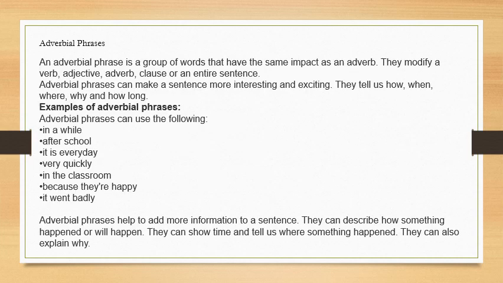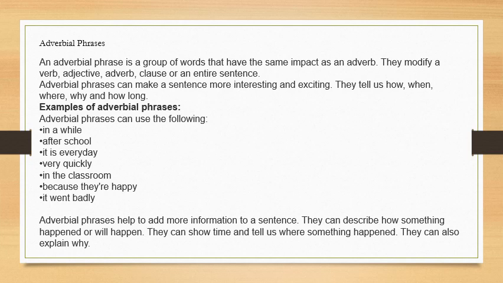Okay, adverbial phrases. An adverbial phrase is a group of words that have the same impact as an adverb. They modify a verb, adjective, adverb, clause, or an entire sentence. Adverbial phrases can make a sentence more interesting and exciting. They tell us how, when, where, and why, and how long something has been going on for or has happened for. So, for example, you could use "in a while," "after school," "every day," "very quickly," "in the classroom," "because they're happy," "it went badly."